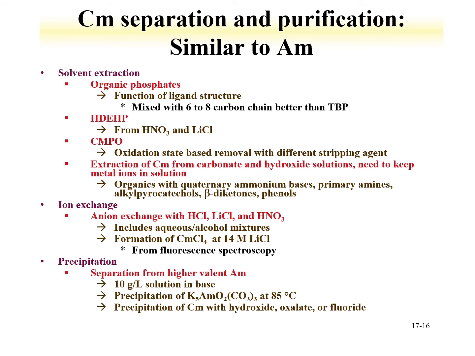Ion exchange, again with the lithium chloride, nitric, and HCl systems, where this work exploits the formation of anionic chloride species at the high lithium chloride concentrations. And then precipitations, particularly for americium, can be used by precipitating out the americium-5 carbonate species. And then any purification based upon precipitation of curium can be done with hydroxide, oxalates, or fluoride, similar to the conditions that were described for trivalent americium.